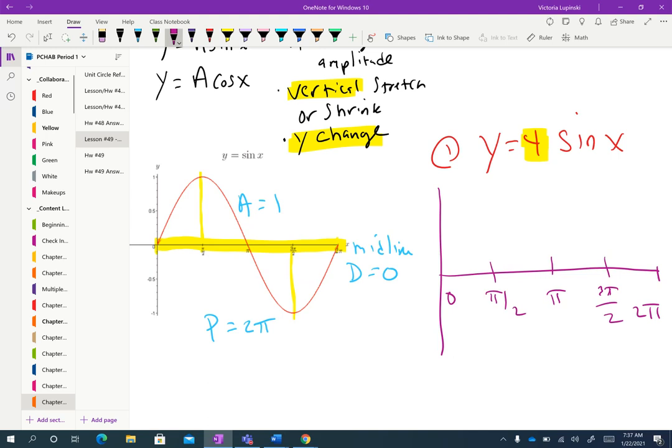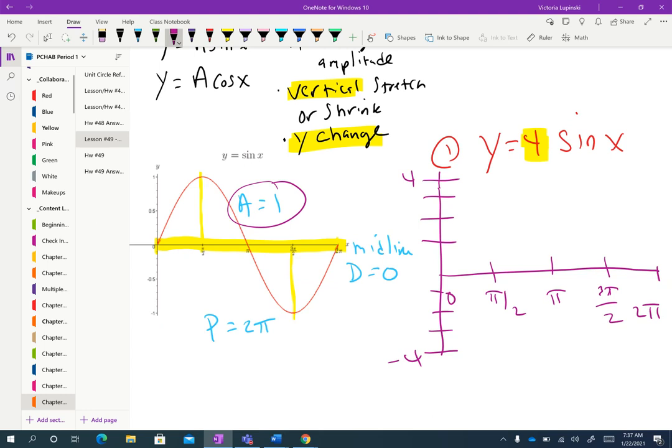Because of that 4, I'm stretching an amplitude that normally would be 1 to 4. Now, you can draw this to scale if you want, but I'm just going to label 1, 2, 3, and 4. And then I'm also stretching in the negative direction down to negative 4. A lot of your graphs are going to wind up looking very similar. If you were to draw each of these to scale, it takes up a lot of room on your paper. You're welcome to do that, but really no need. As long as you have them correctly labeled, that's all that's going to be important.